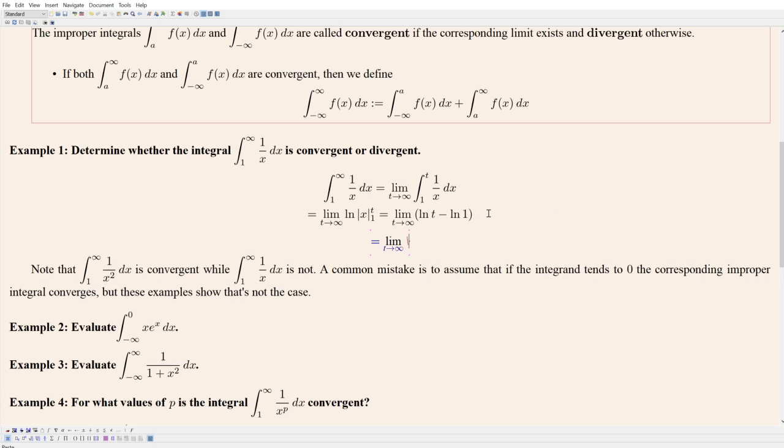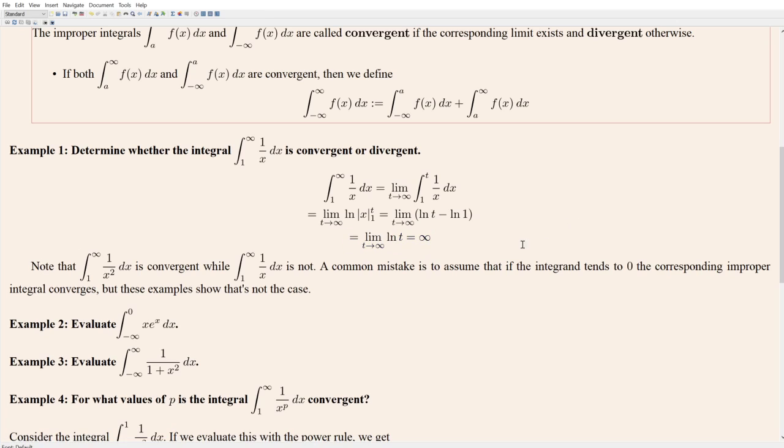Well, natural log at 1 is just 0, so all we're doing is looking at the limit as t goes to infinity of the natural log of t. And the natural log explodes. So this improper integral is equal to positive infinity. In other words, the limit doesn't exist. So this guy is divergent.